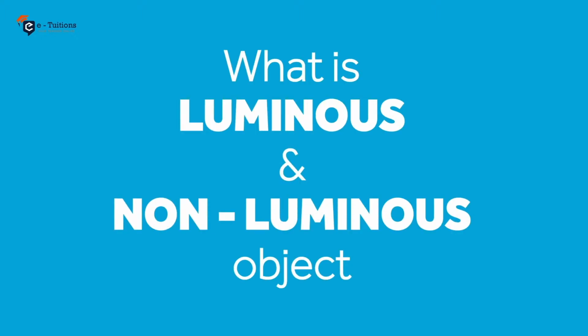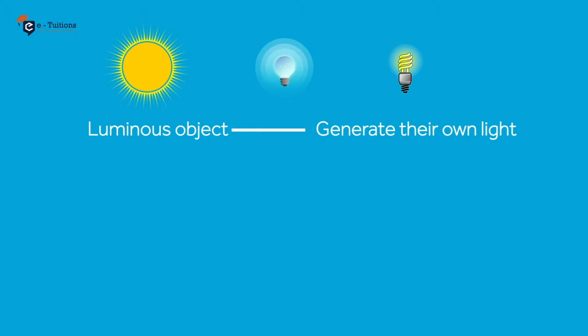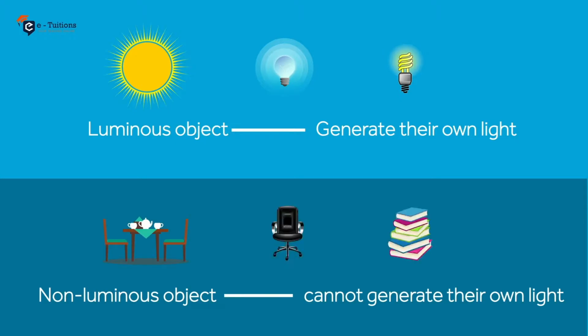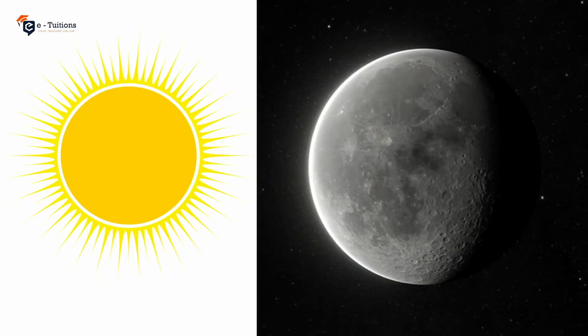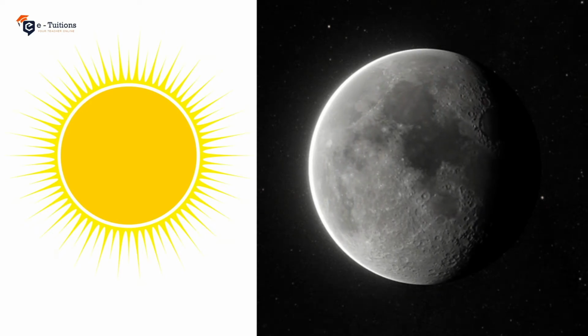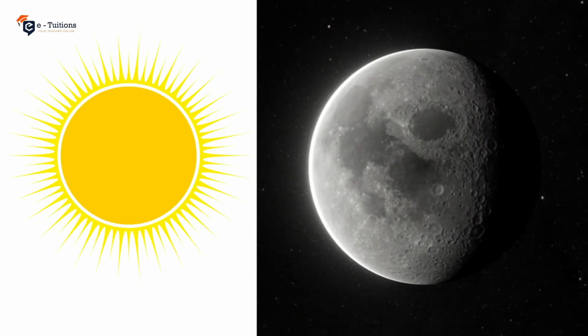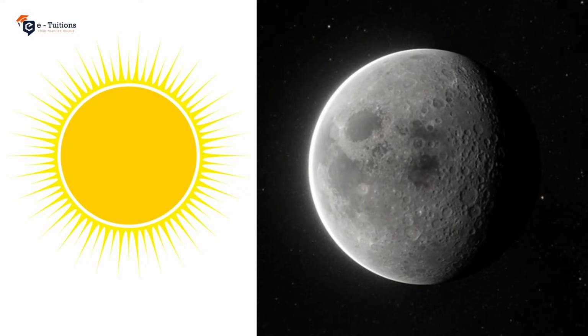What is a luminous and non-luminous object? When an object generates or emits its own light, it is called a luminous object, like the sun, the fluorescent light, and the LED bulb. Objects such as table, door, walls, and in fact the moon do not have their own light. They are called non-luminous objects. Please note that the moon does not have its own light. It shines because of the light reflected by the sun.